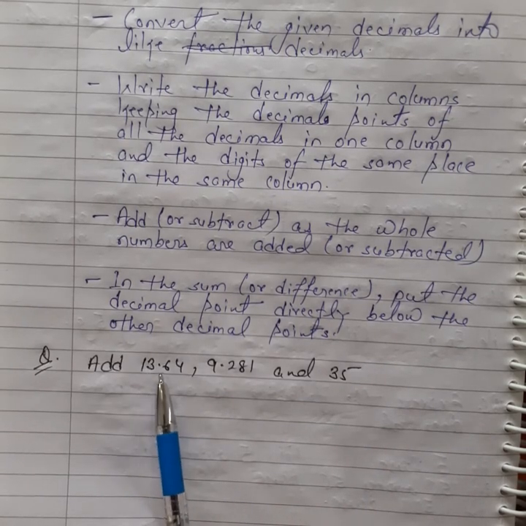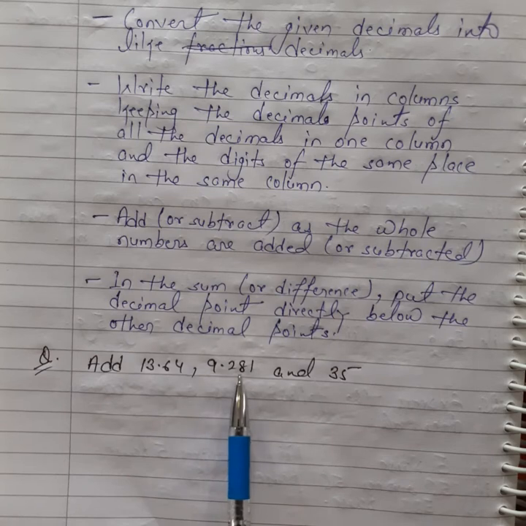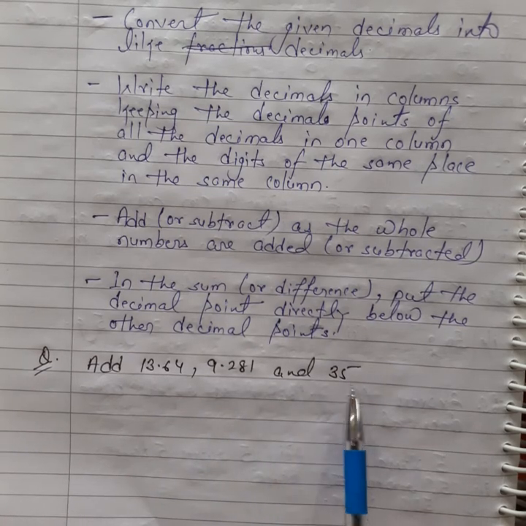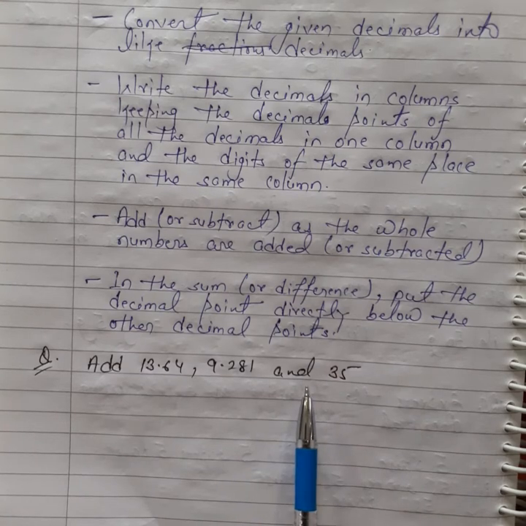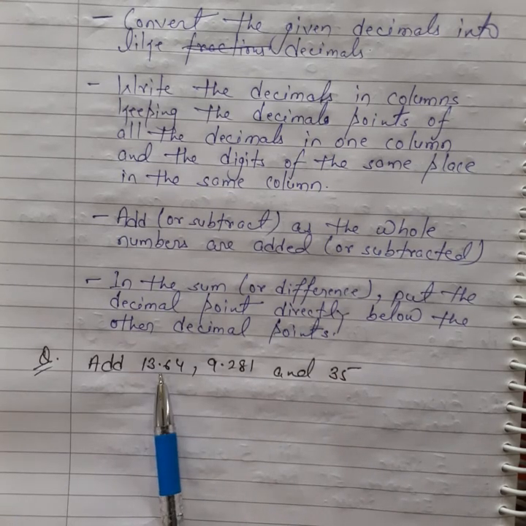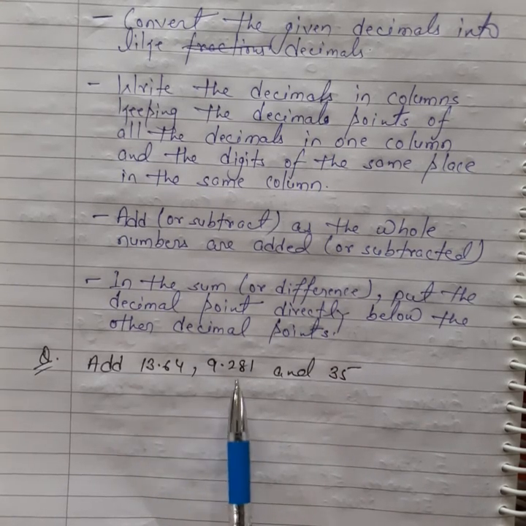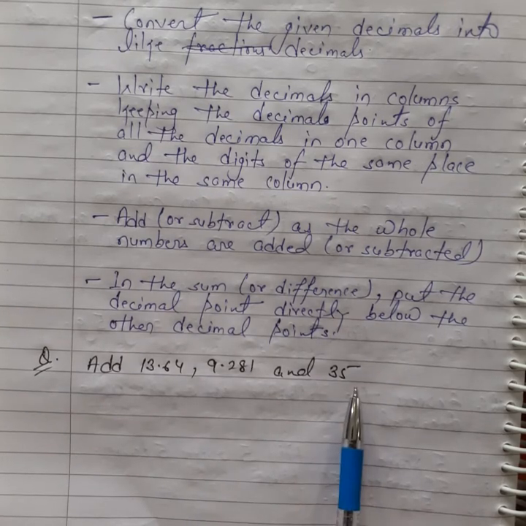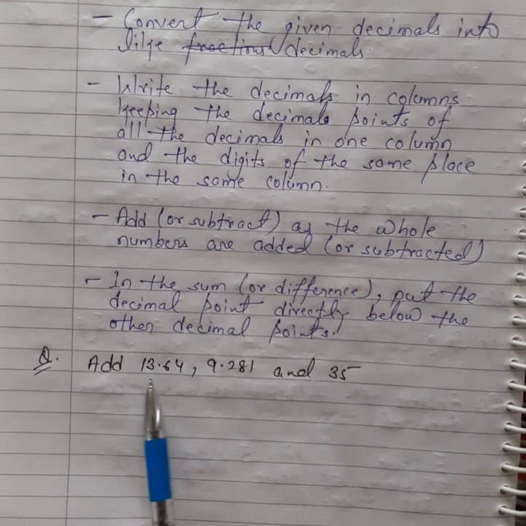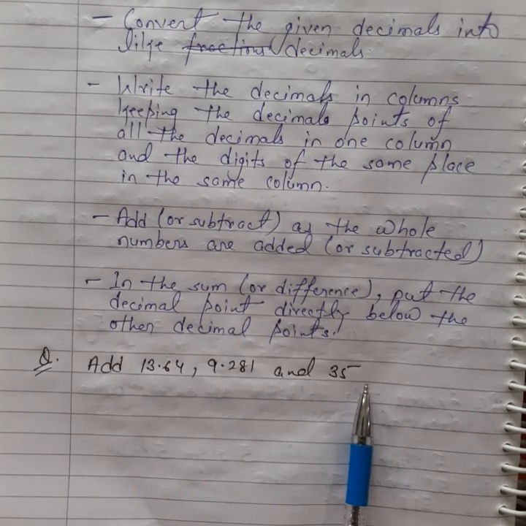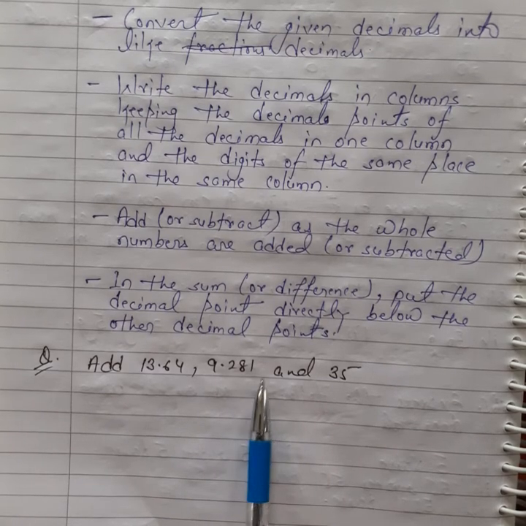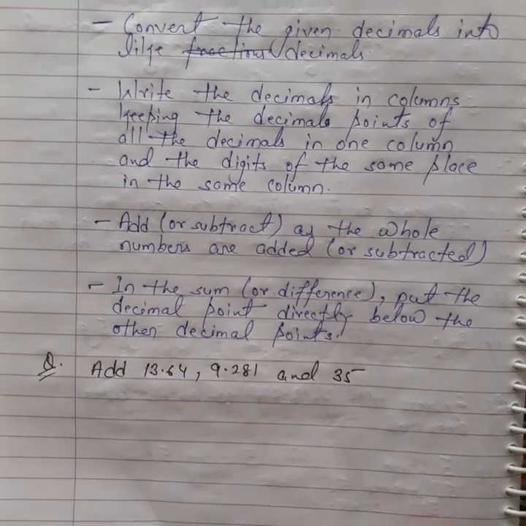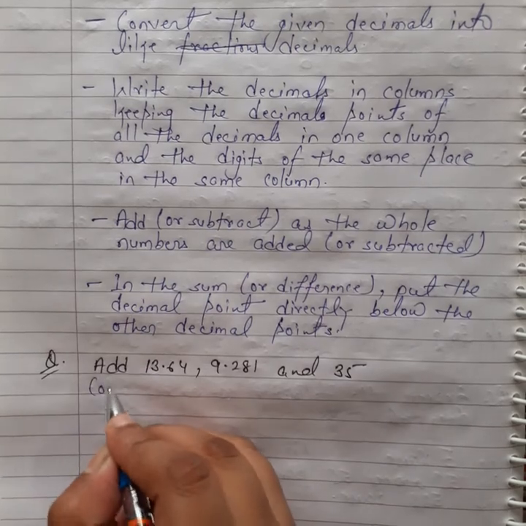Add 13.64, 9.281 and 35. Here we have three numbers. We have to add these numbers. This is a 2 decimal place decimal. Here 3 decimal places and here no decimal place. Okay. So first we convert all the decimals into like decimals. So what is the highest decimal place? Yes, 3.